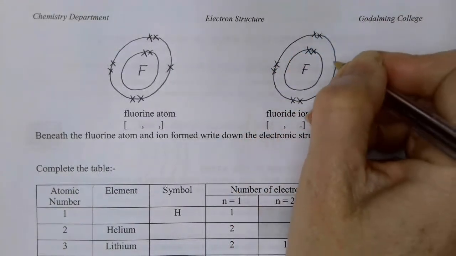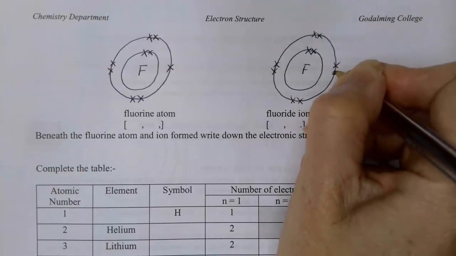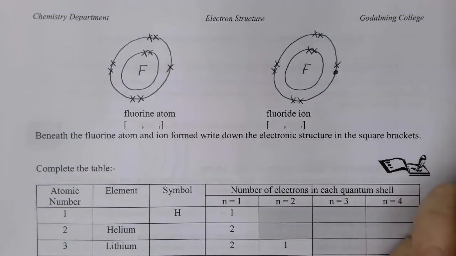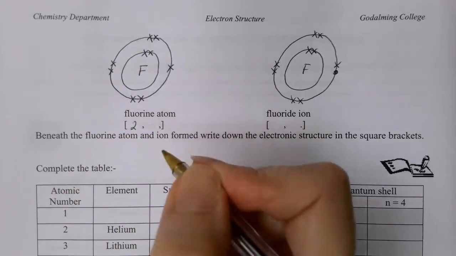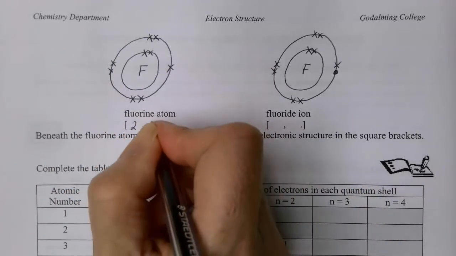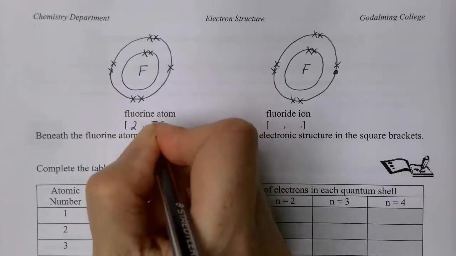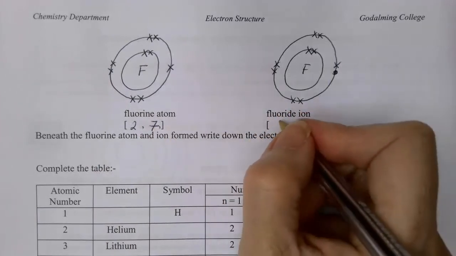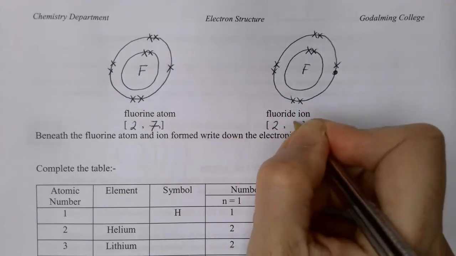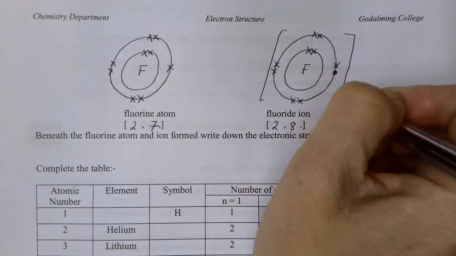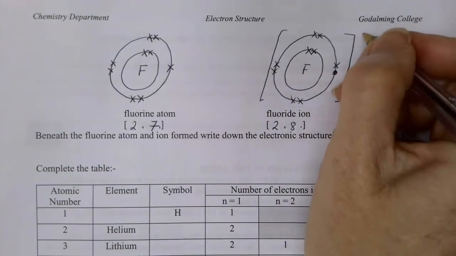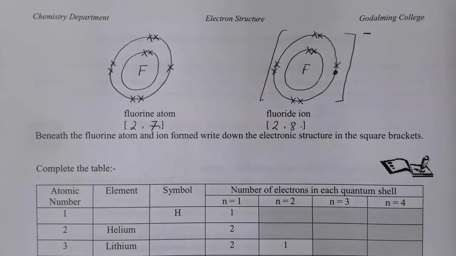By convention, we generally show that extra electron as a dot rather than a cross, but we don't actually have to. So the fluorine atom has 2 electrons in its first shell and 7 electrons in its second shell, and the fluoride ion has 2 and then 8. And again, because fluorine has gained an electron, it's become an ion, it's become a fluoride ion.